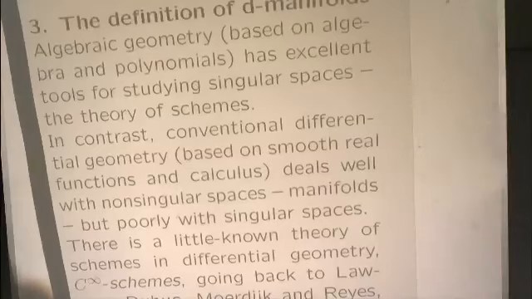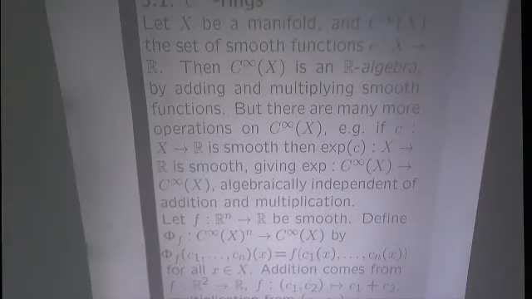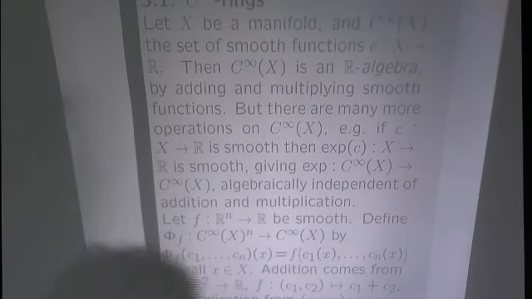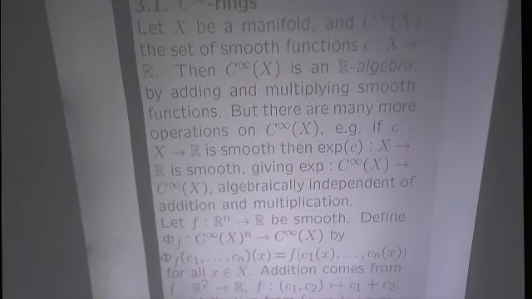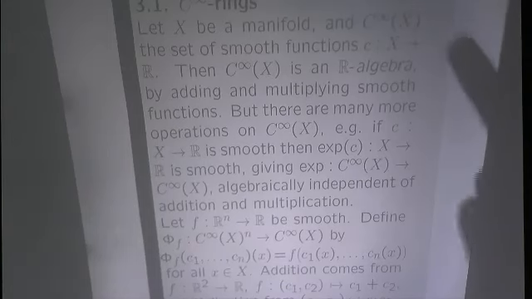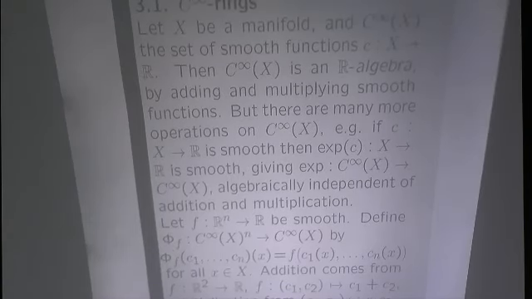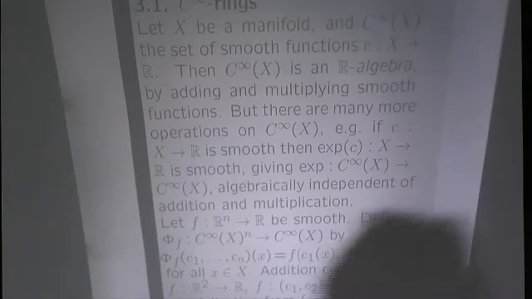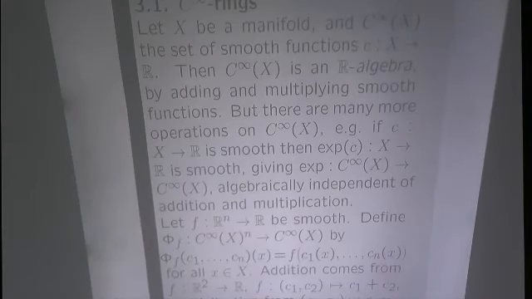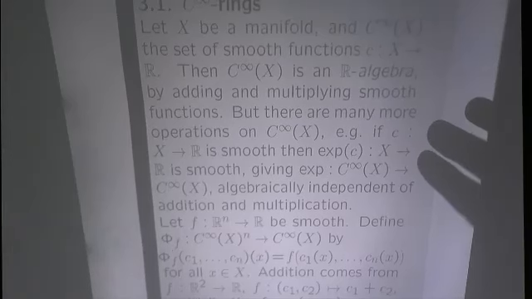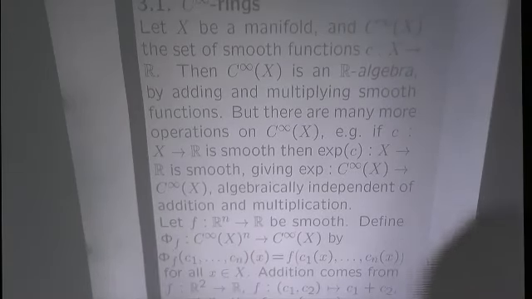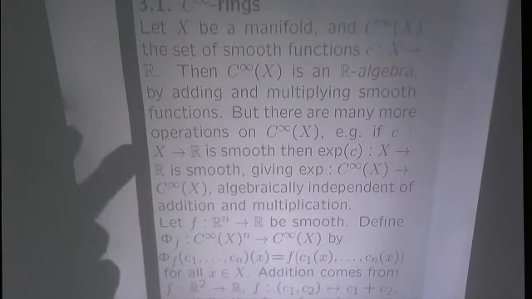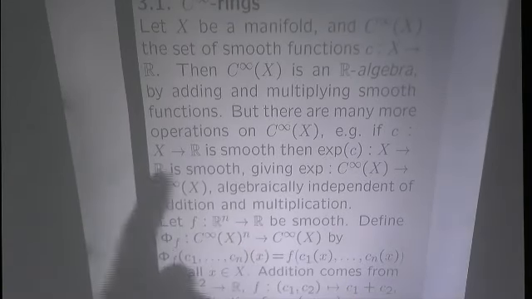So let me tell you about C-infinity schemes. The basic idea is that of a C-infinity ring. Let's start with some manifold X and consider the set C-infinity of X, the set of smooth functions c from X into the real numbers. In an obvious way, this is an algebra over the reals, because you can add functions, you can multiply smooth functions, and you can multiply them by a real constant. But there are actually many more operations on C-infinity of X than that. For instance, you can exponentiate functions. If c from X into R is smooth, then exp of c from X into R is also smooth.